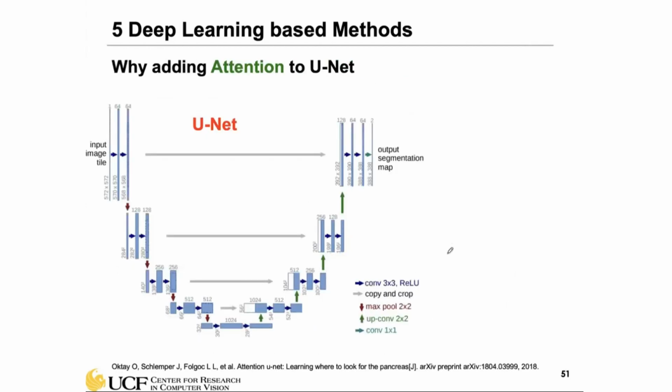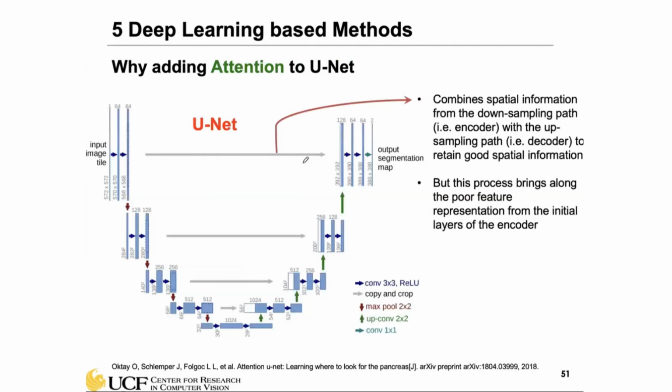And let's look at this attention unit. How can we add attention to the UNet structure? So here again, I'm just putting the UNet structure here for illustration. This is the vanilla UNet structure. Basically, it combines the spatial information from the downsampling path, which is the encoder, with the upsampling, the decoder side, to retain the good spatial information.